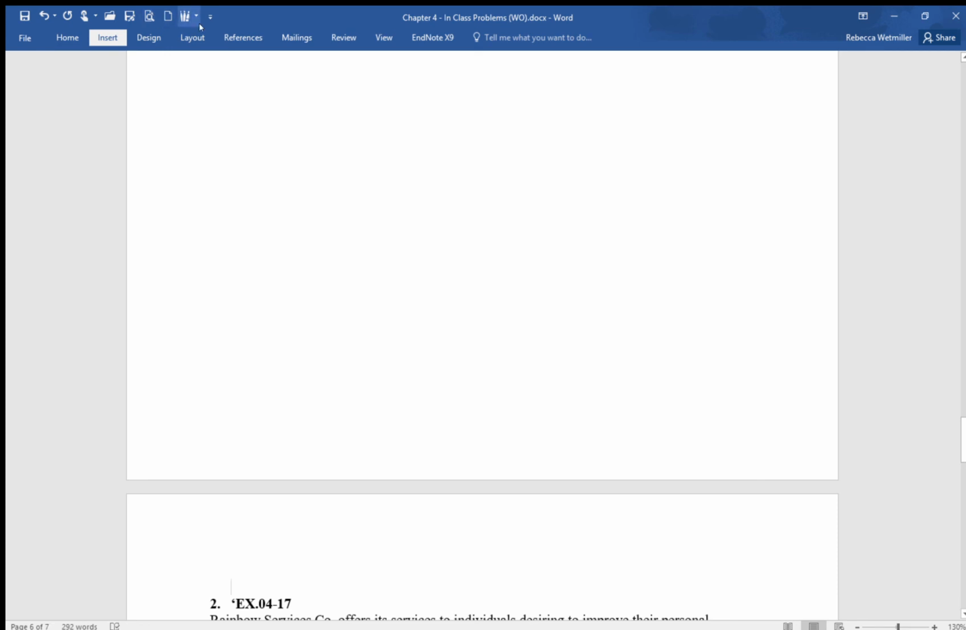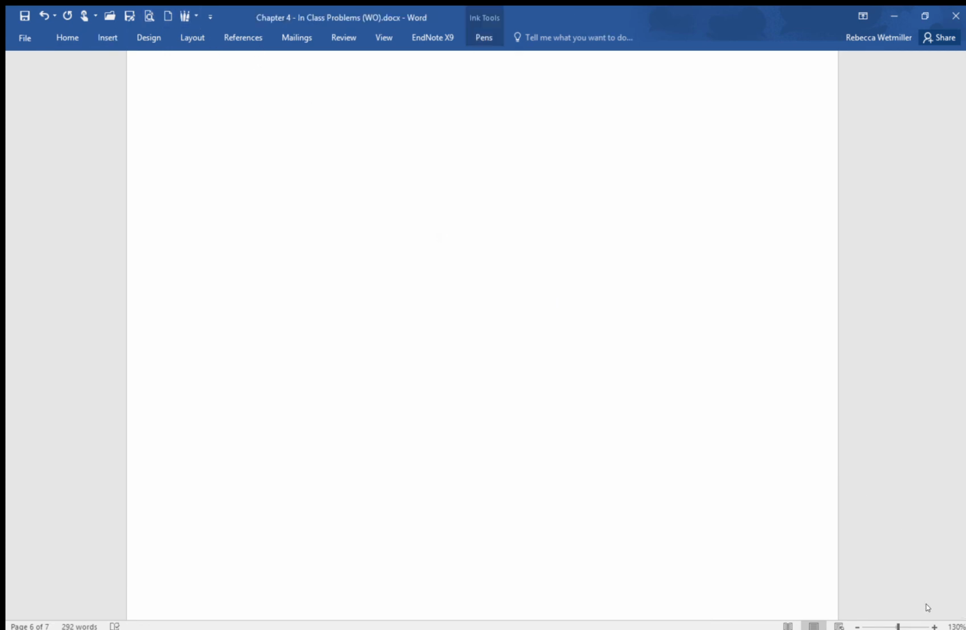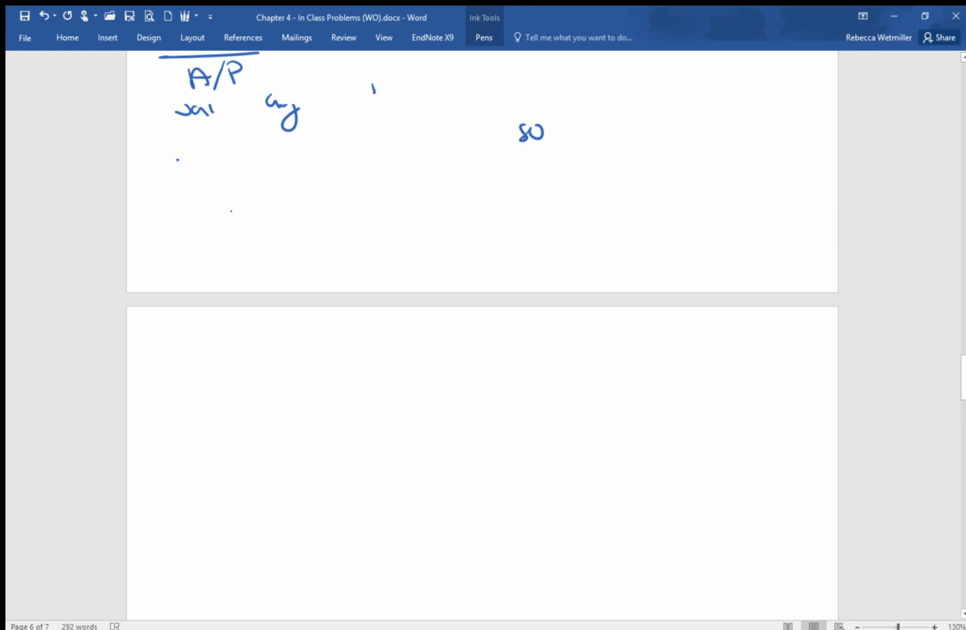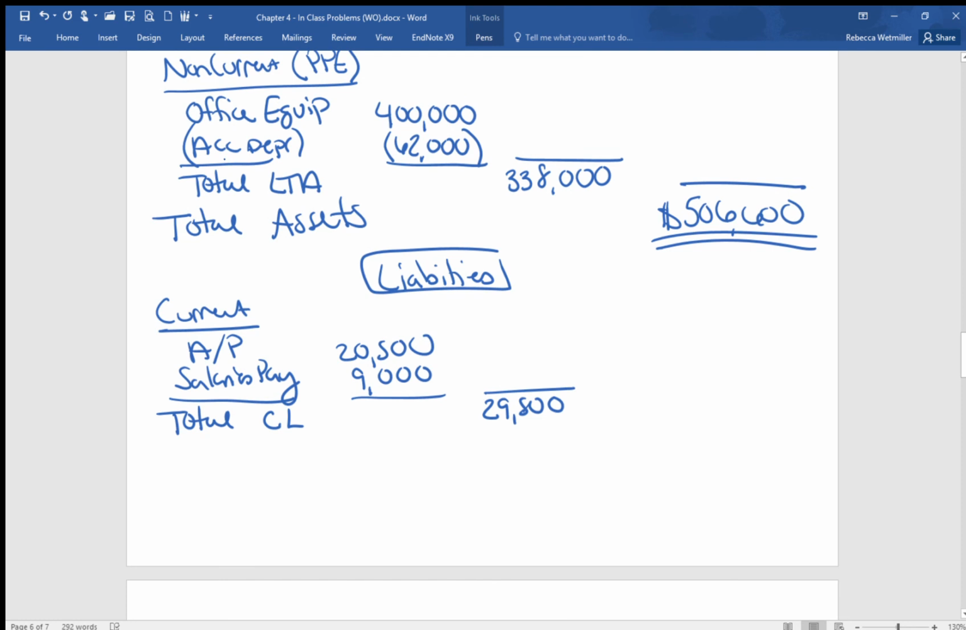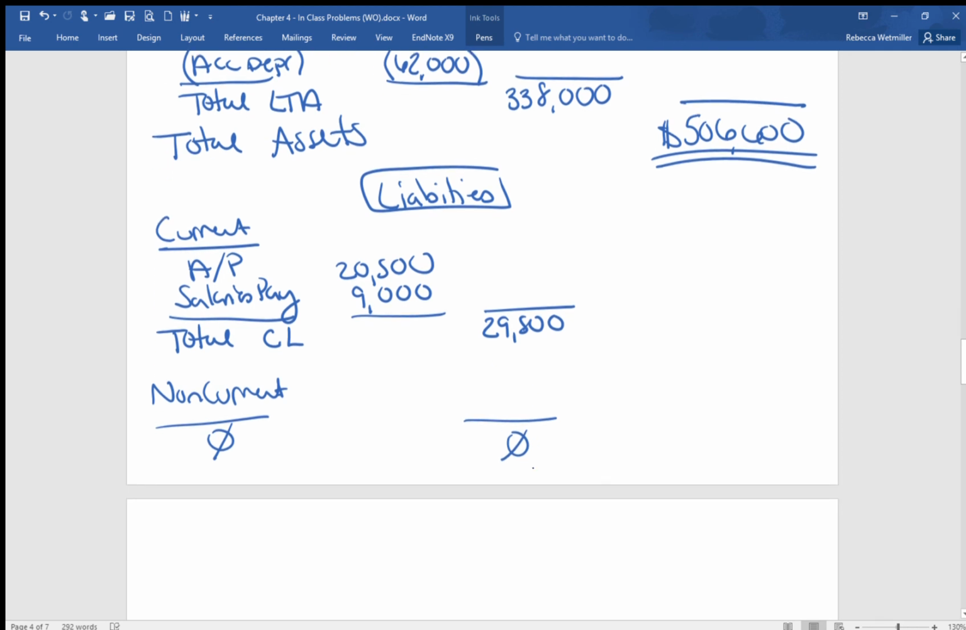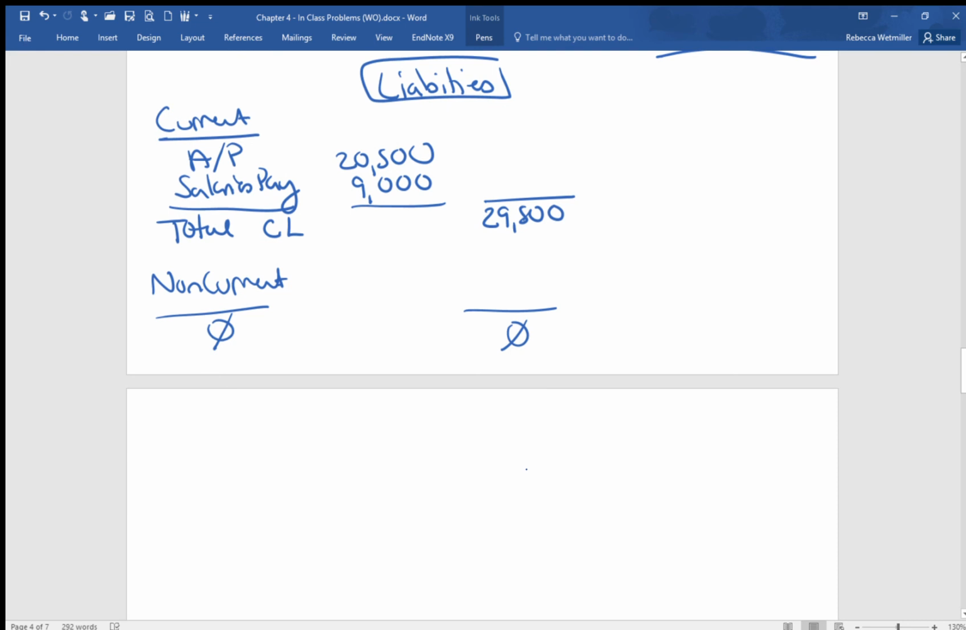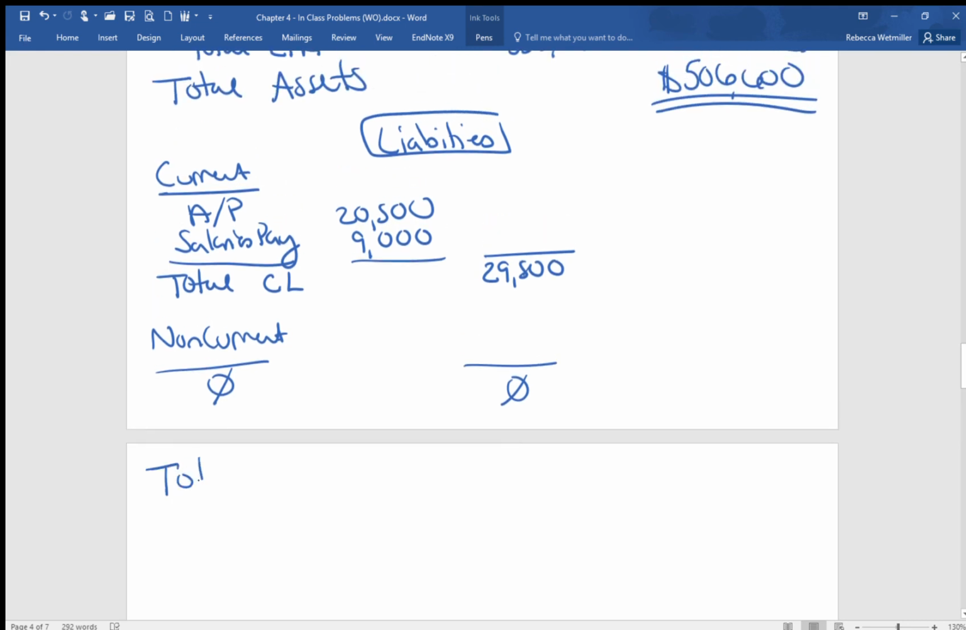So if we continue on, all right, so those are my current liabilities. In your example, you don't have any non-current, but just don't forget that lots of times you'll have non-current liabilities. So we'd have a total here. Your example doesn't have that, so you don't need to put that into CentGauge, but just be aware that that's a possibility. So then if I add up my current liabilities and my non-current liabilities, I have total liabilities of $29,500.